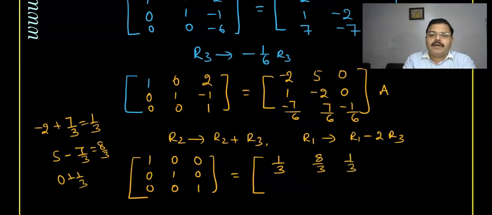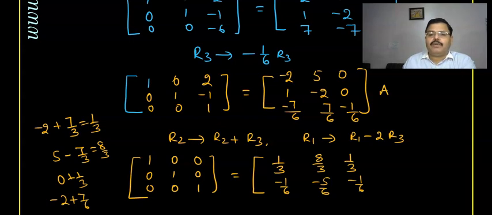Okay. Now R2 is also going to change. And what is that? R2 plus R3. So 1 plus minus 7 by 6 is minus 1 by 6. Minus 1 by 6. This is minus 2 and plus 7 by 6, that is minus 5 by 6. Minus 5 by 6. And this is 0 plus minus 1 by 6 is minus 1 by 6.